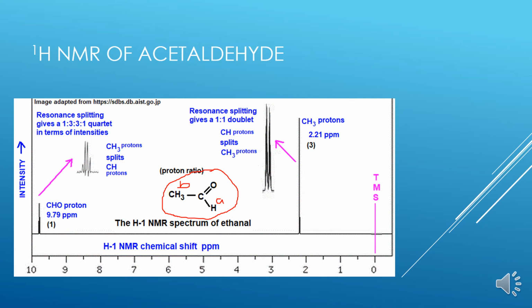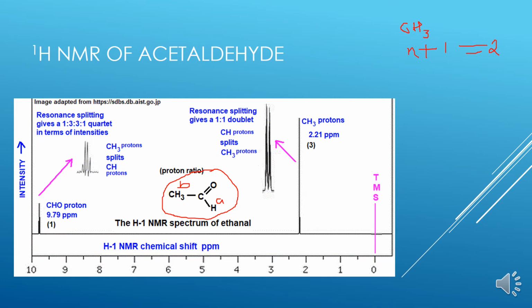So this CH3 group has one neighboring proton. Remember. As far as the CH3 protons are concerned, there will be one neighboring proton, that is the aldehyde proton. Therefore, after applying the n plus 1 rule, we get 1 plus 1, which means a doublet. We have to count the neighboring protons.